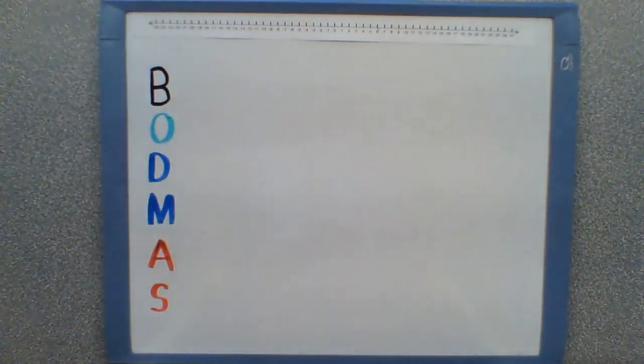Today we're going to look at performing operations, doing calculations, using the order of operations. This time we're going to be using positive and negative numbers, so integers. First of all, you need to remember that BODMAS still applies in whichever form you like it.